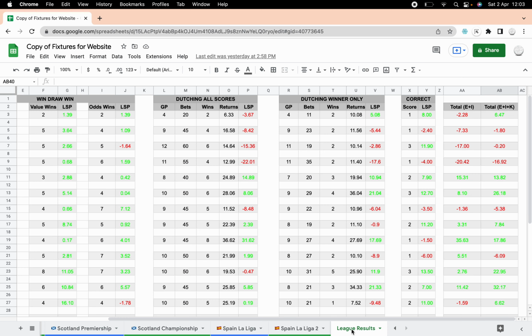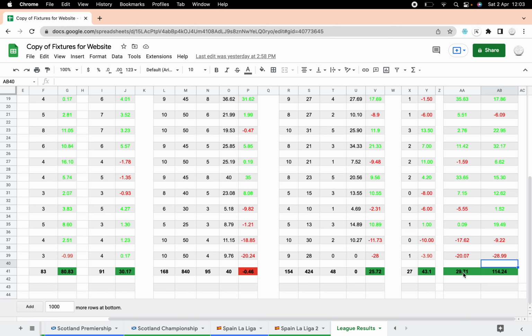I don't want you all going out and just betting on everything that says that it's value, or every correct score, for example. This is just one way of looking at it a little bit differently and putting a bit more thought into the process, and massively increasing your returns.